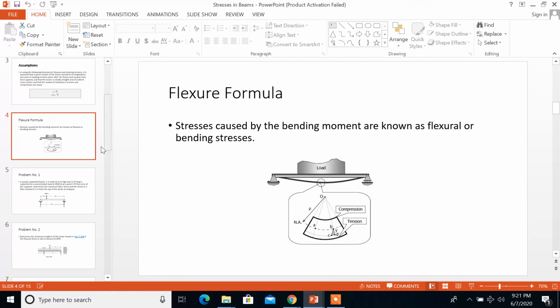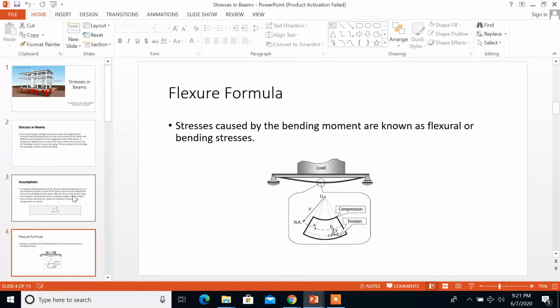So, for the flexure formula, stresses caused by the bending moment are known as flexural or bending stresses. As you can see in the figure, kapag meron tayong beam from point A up to point B, then meron tayong in-apply na load, which is W. Kapag nagkaroon ng load yan, which is downward, magde-deflect din yan downward. Yung nasa taas, nagtitend siya as compression. And yung nasa baba naman, ang nangyari sa kanya is tension. So, ayan. That's all for stress in beam.